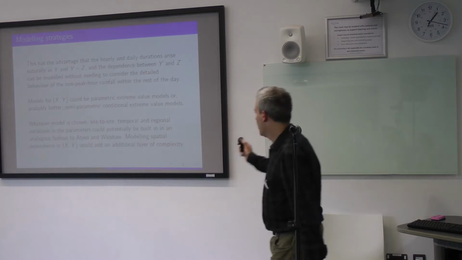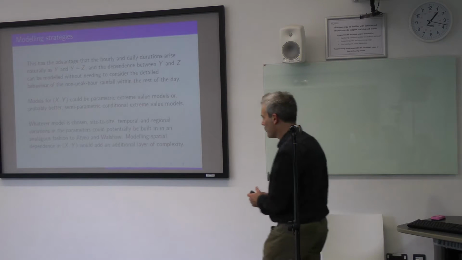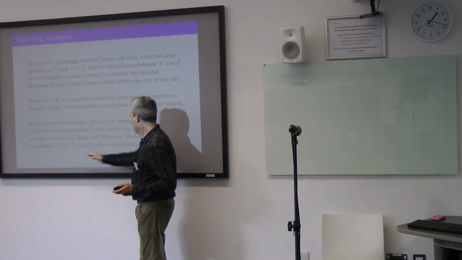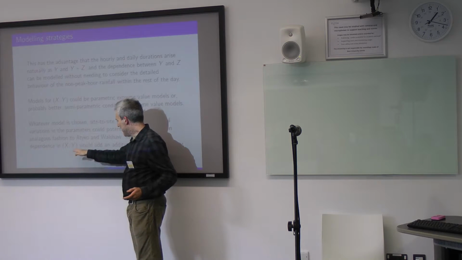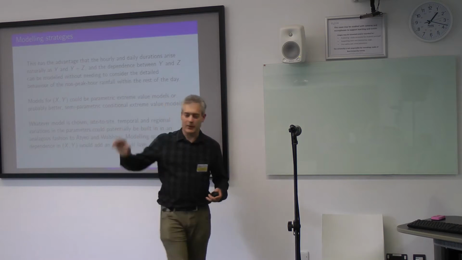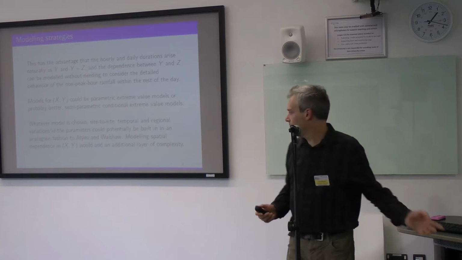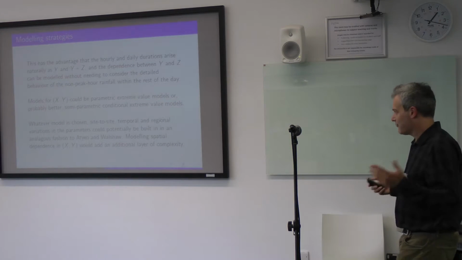Right, so then there's an additional layer of complexity coming in here, because there would be dependence in these bivariate pairs as we think about different sites in the region, and that would add a whole extra layer of complexity.